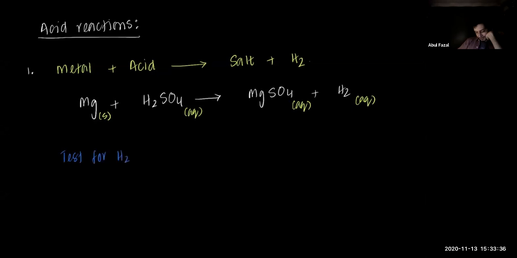Test for hydrogen. Hydrogen gas gives a pop noise when a glowing splint is introduced.